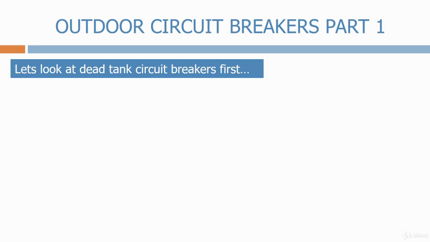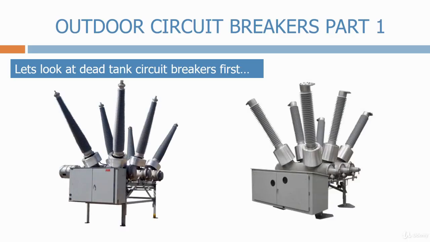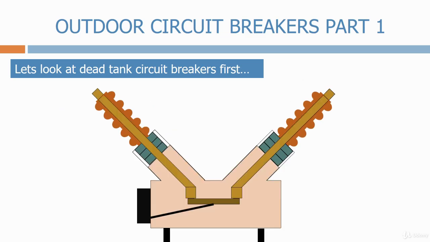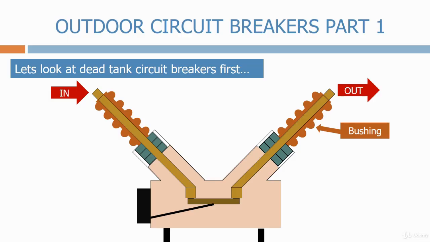Let's look at dead tank circuit breakers first. Here are some typical dead tank circuit breakers. Let's look inside the circuit breaker to see what's going on. Firstly, we have two bushings, bringing the power into the circuit breaker and taking it out again. The circuit breaker bushings will have the same creepage distance as the other insulators inside the substation, as they suffer from the same pollution and environmental constraints.